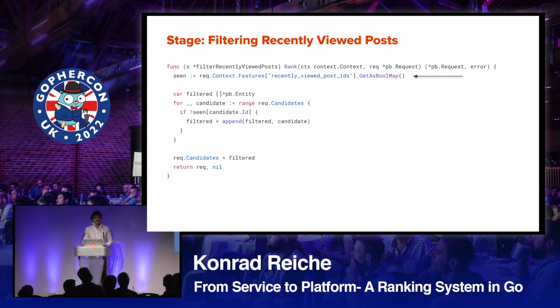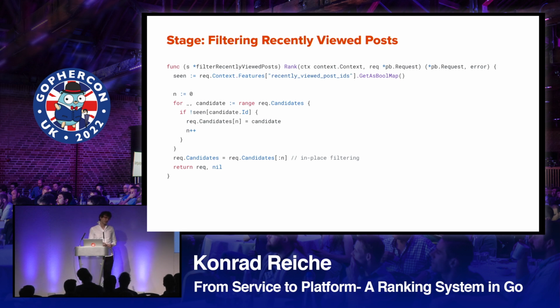A previous stage has set up a map that contains the list of recently viewed posts. And so we can use this map to remove any candidates the user has already seen. A fast implementation would perform this with in-place filtering.